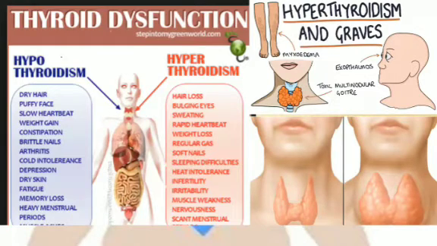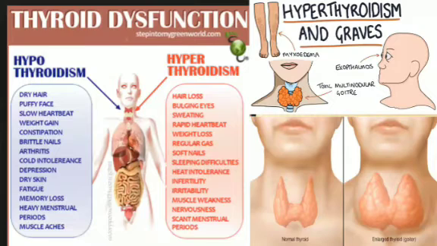So what happens if the thyroid is not functioning properly? If there is less thyroid functioning or less secretion of thyroxine, T3 and T4, that is called hypothyroidism, and we can suffer from dry hair, puffy face, slow heartbeat, weight gain, constipation, brittle nails, arthritis, and cold intolerance, where the person feels more cold. There can be depression, dry skin, fatigue, memory loss, heavy menstrual bleeding, and muscle aches as well.